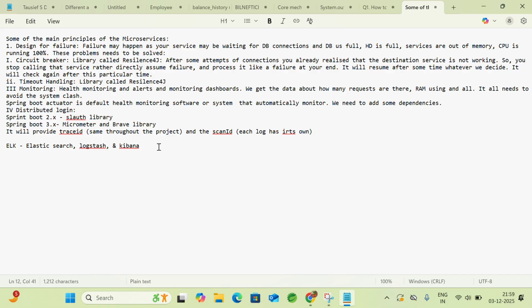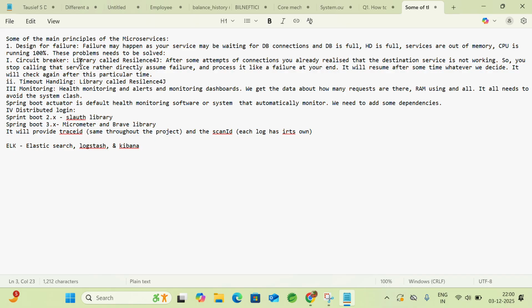So this is one of the main principles for microservices, that is designing for failure. So considering all the failure scenarios, as we have discussed, database is full, or HD is full, or the service is out of memory, CPU is running at 100%. So considering all these problems, we must already prepare our services to deal with these failures. So we must include circuit breakers, timeout handling, we must have some health monitoring system, and we must use distributed logging.